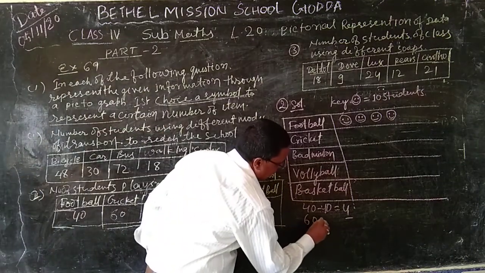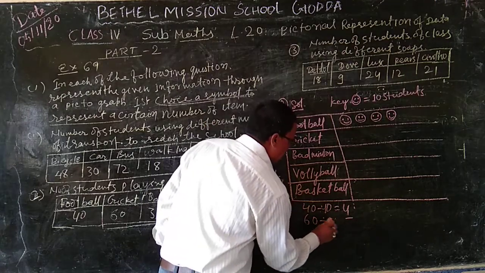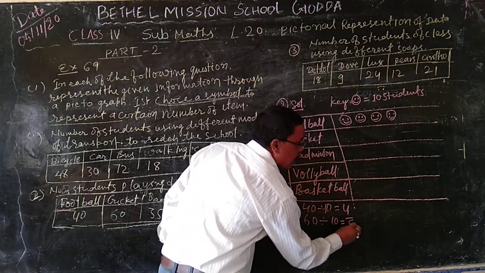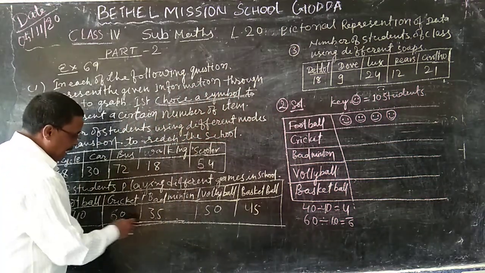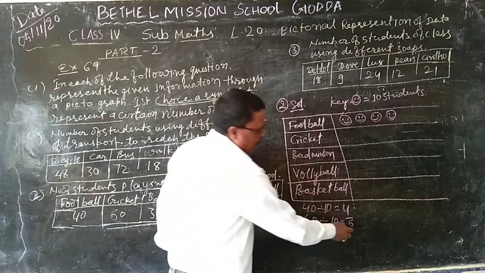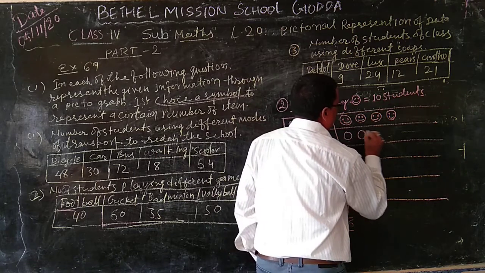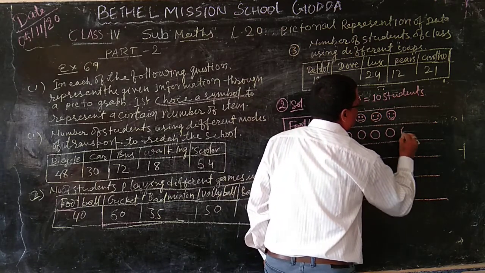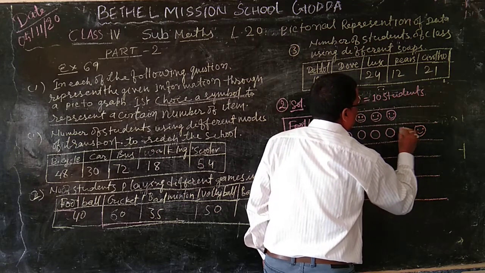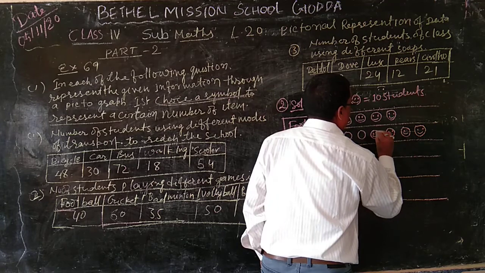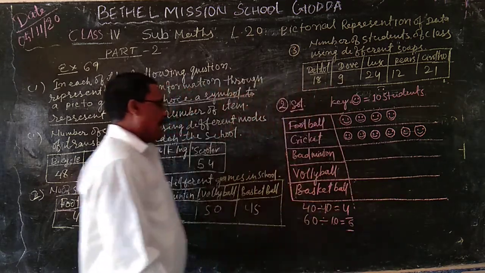Next is cricket. How many students? 60 divided by 10 is 6. So 60, how many pictures can you make? 6. 1, 2, 3, 4, 5, 6. Six tens are 60. Clear?